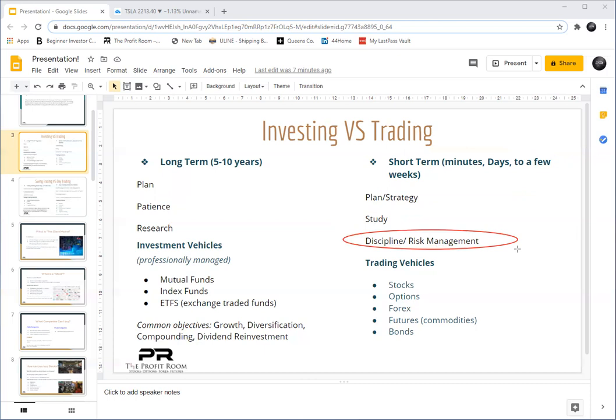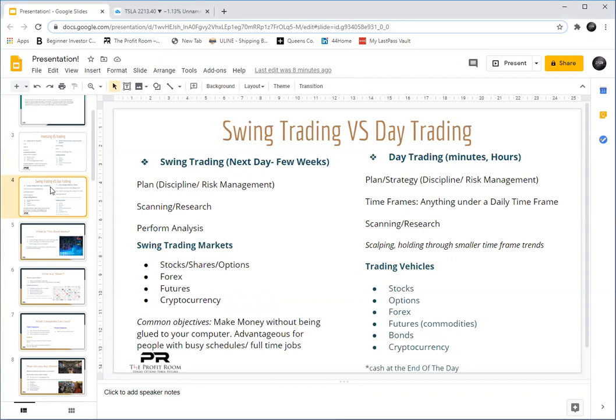And here are the vehicles that we use for short-term trading. You can trade with stocks, options, Forex, futures, aka commodities, bonds, also cryptocurrency, right? Cryptocurrency as well. Next, we'll dive into the difference with short-term trading. You have swing trading versus day trading, and this is where we always get a lot of questions.